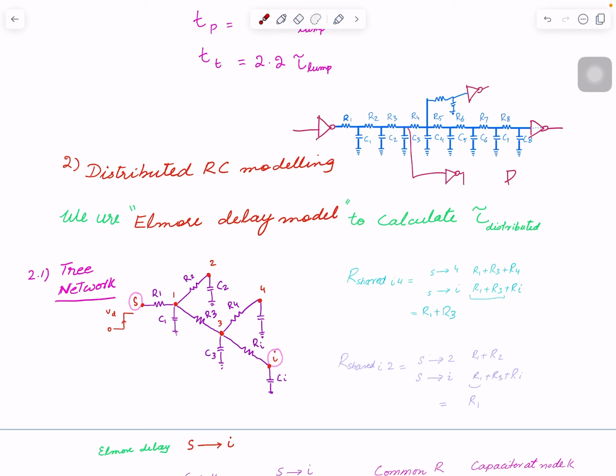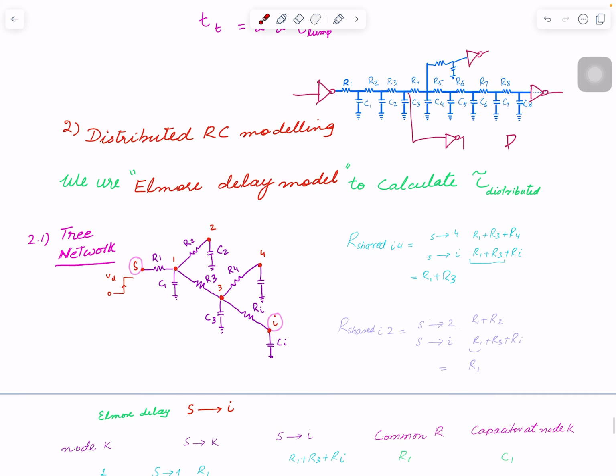Welcome to the second part of interconnect modeling. First one we looked into lumped RC, and the second one we're looking into distributed RC modeling, and within that we are looking into the Elmore delay model. The first thing is the tree network, which is something like this, which I was explaining.